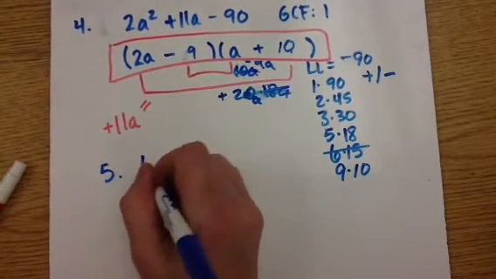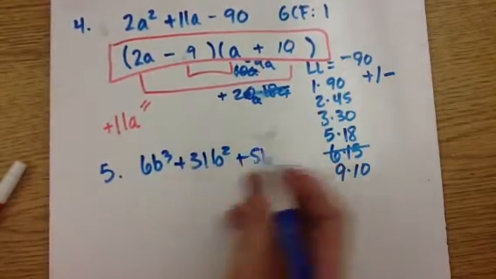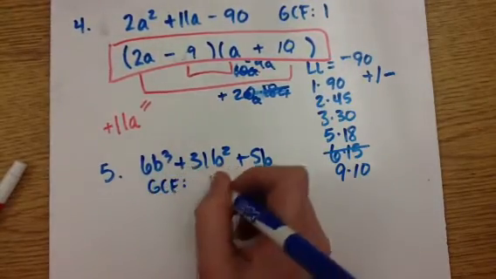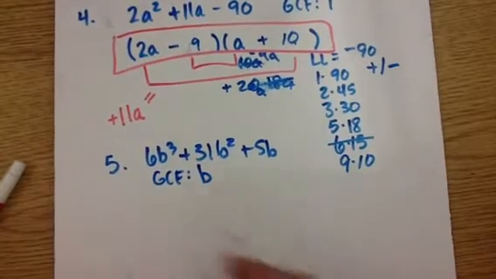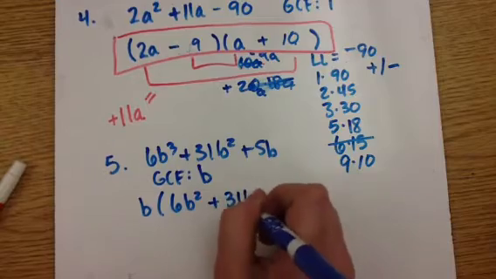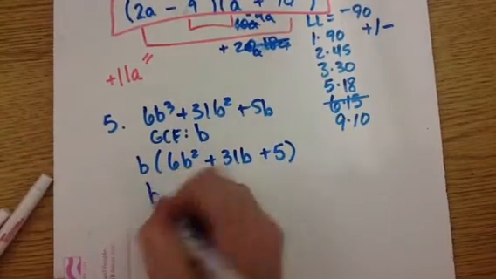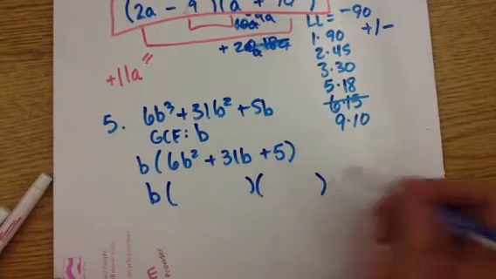Number 5, 6b cubed plus 31b squared plus 5b. Greatest common factor is b for all of these terms. So I'll take a b out. That leaves me 6b squared plus 31b plus 5. 3 terms, so I'll set up for guess and check.